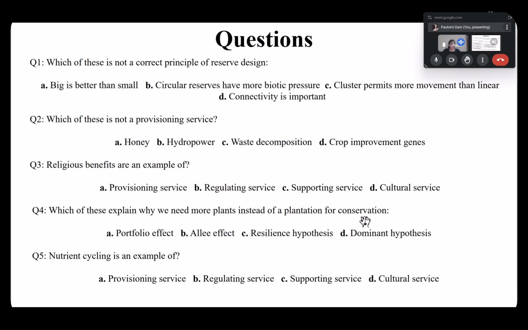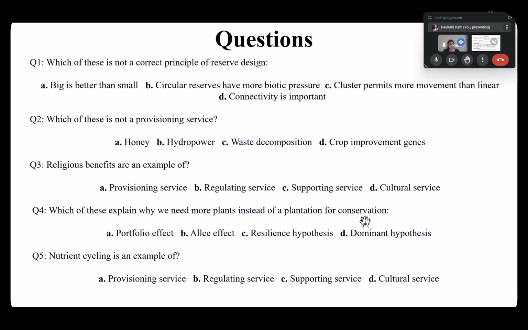I will read the questions out for you, wait for some time and then come back and discuss the answers. The first one here is, which of these is not a correct principle of reserve design? So which of these options is not one of the principles used for designing a reserve? Next is, which of these is not a provisioning service? Provisioning is basically you get products out of it, or they provision some kind of requirements or fulfillments. So which of these is not falling in that category?